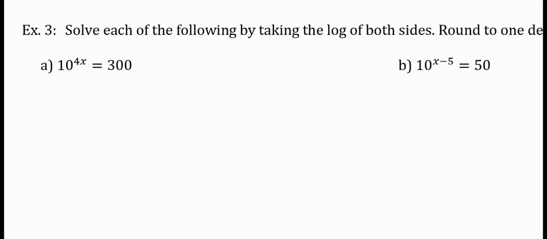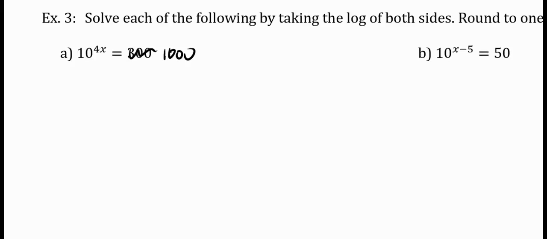I'm just going to change this for now from 300 to 1,000. Sorry if you already wrote it down. Which means you could probably solve this a different way, but we're going to do it the new way first. And if you want to go back and look at how you would do it a different way, you'll see that they work out the same. So if I take the log of both sides, log base 10, we don't need to write it, I'm going to write it this time, of 10 to the 4x equals log base 10 of 1,000.